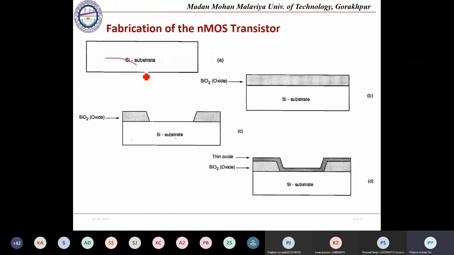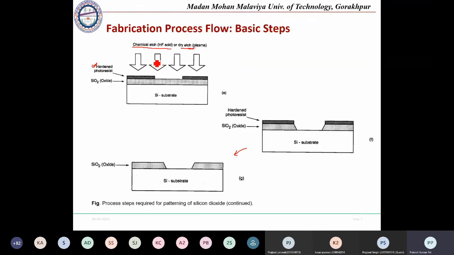Okay. So the first basic step was from this substrate to the complete this one. So this was the basic step we call it. This basic step will be followed in all the fabrications. Okay, so this was the basic flow.